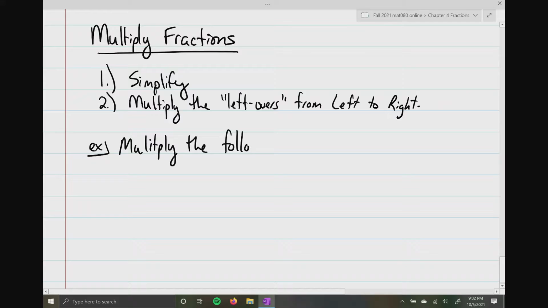Sorry, I forgot to write the directions. I'm always bad at that. So multiply the following fractions. All right, so here's our first one. 2/5 times 1/3.